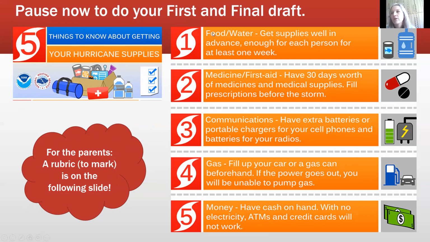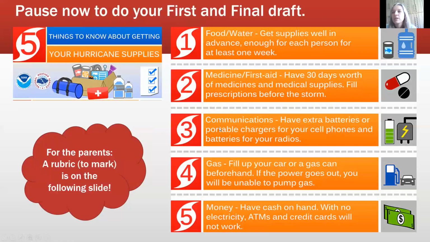The first paragraph, food or water, that's where I told you in your mind map, you can write down food or water for a keyword. So I don't mind there that you use 2 keywords, food and water. Get supplies well in advance, enough for each person for at least 1 week. The next paragraph, number 2, medicine or first aid. Have 30 days worth of medicine and medical supplies. Fill prescriptions before the storm.